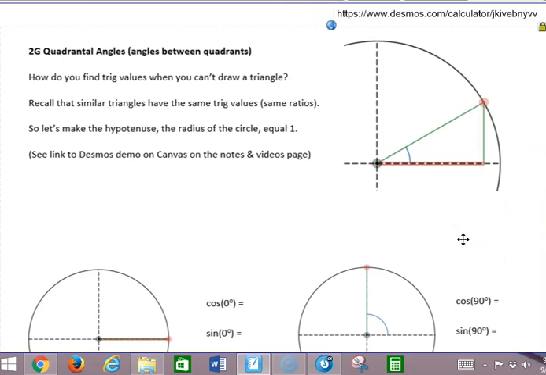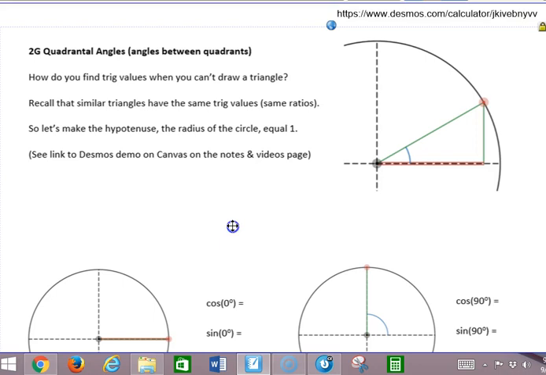This is about finding the trig values of quadrantal angles, which are the angles between the quadrants, like 0, 90, 180, and 270. When we get to those angles, we can't draw a triangle, so how do we find those trig values? Well, before I answer that question, I want to talk a little bit about similar triangles.